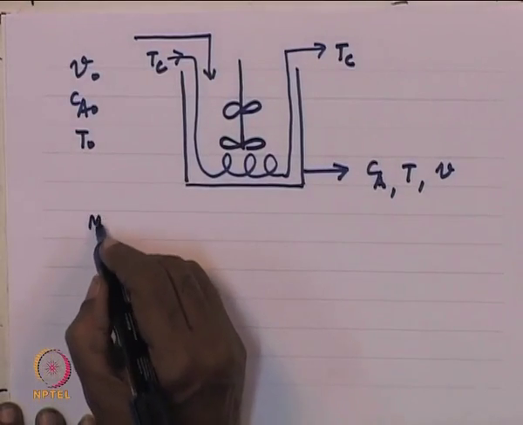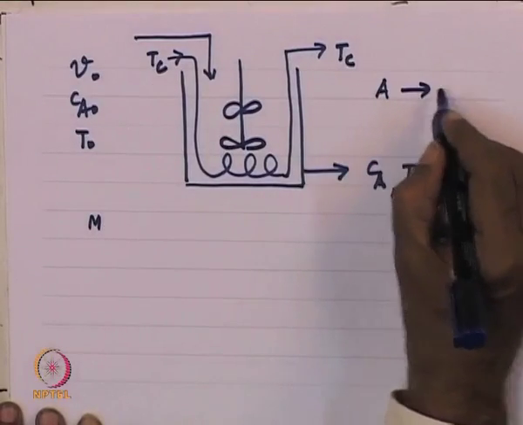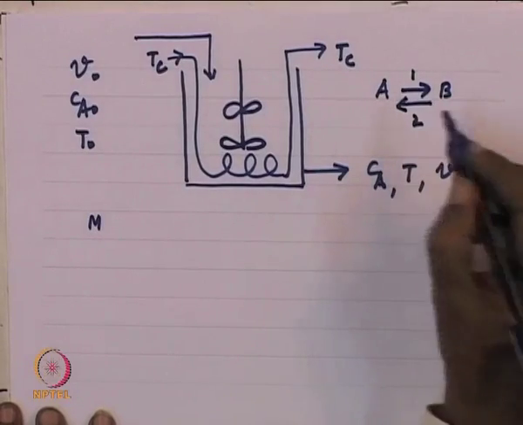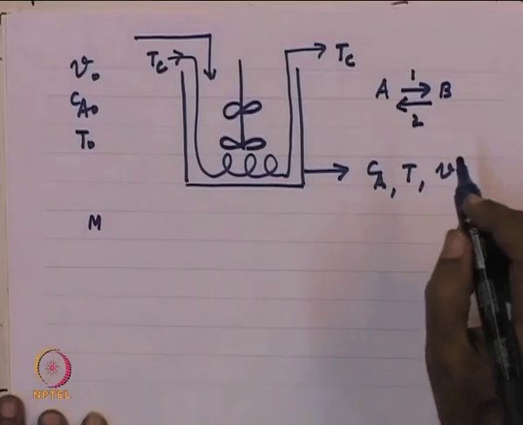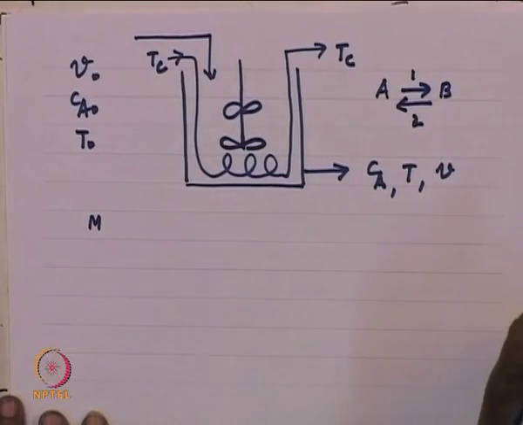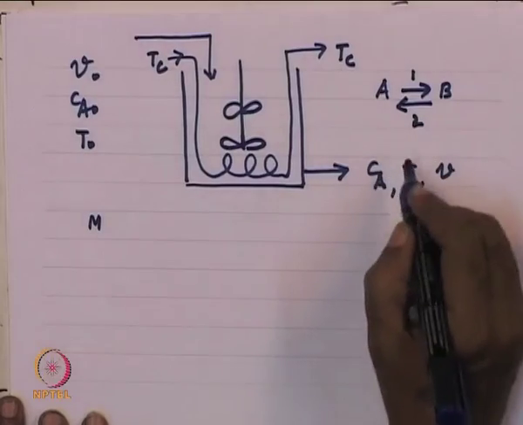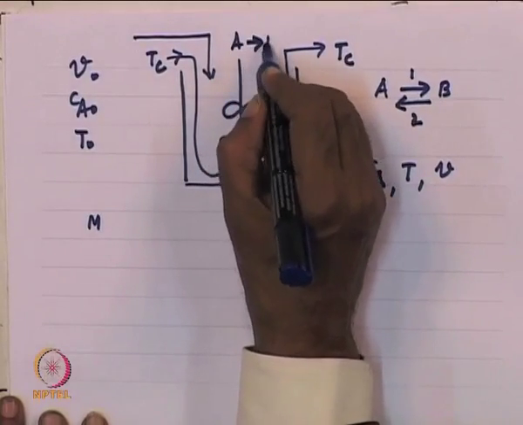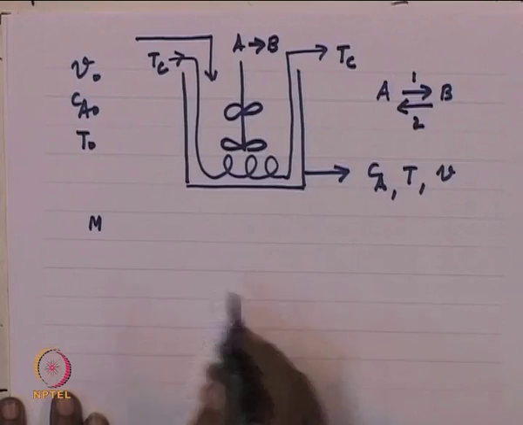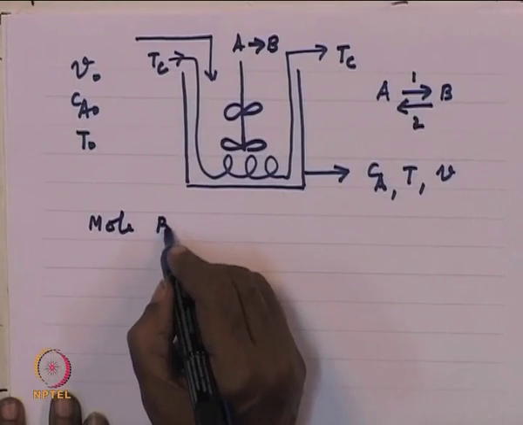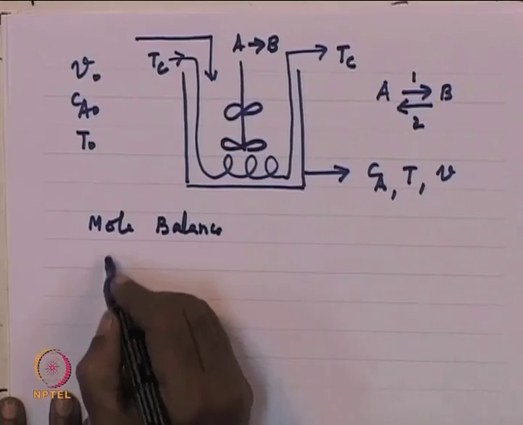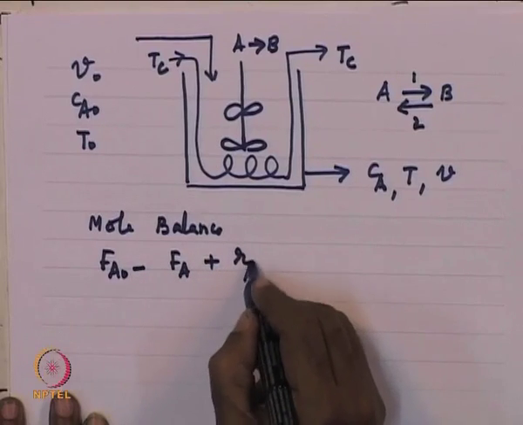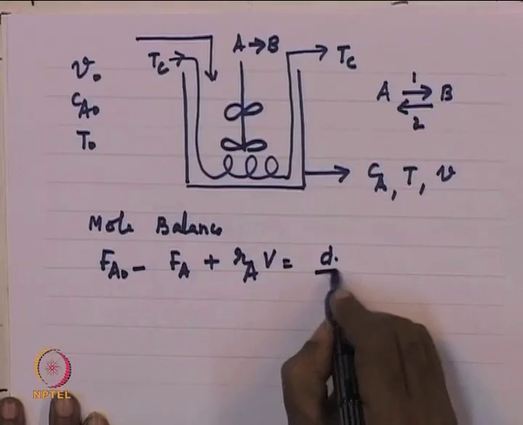So, we write the mole balance. Our reaction, let us say, is A goes to B, a single independent reaction. Even if it is in this form also, there is only one independent reaction. So, we do the treatment for the case of one independent reaction, say A goes to B. So, the system we consider is A going to B. Okay. So, we have the mole balance, which is input minus output plus generation equal to accumulation.